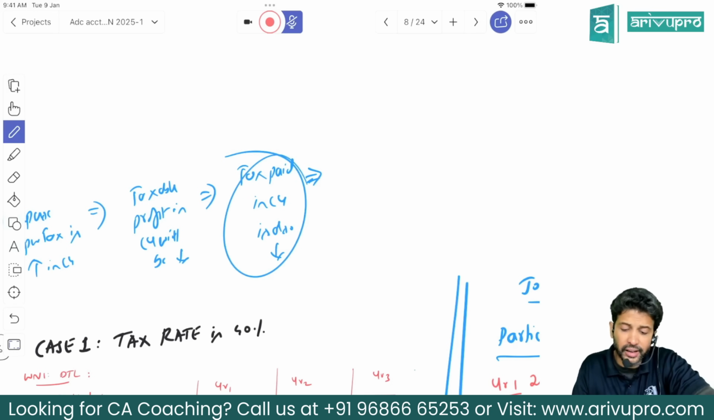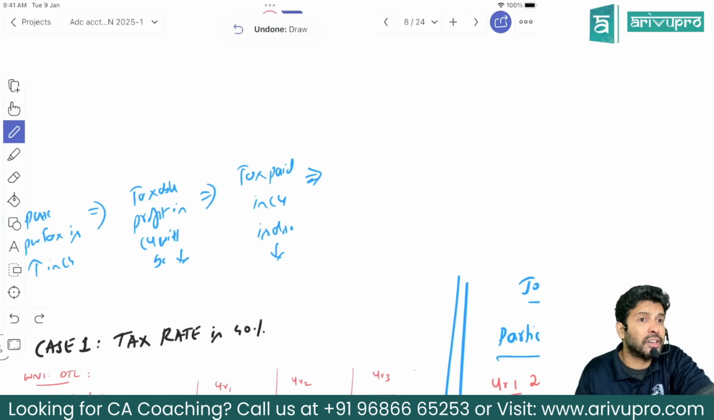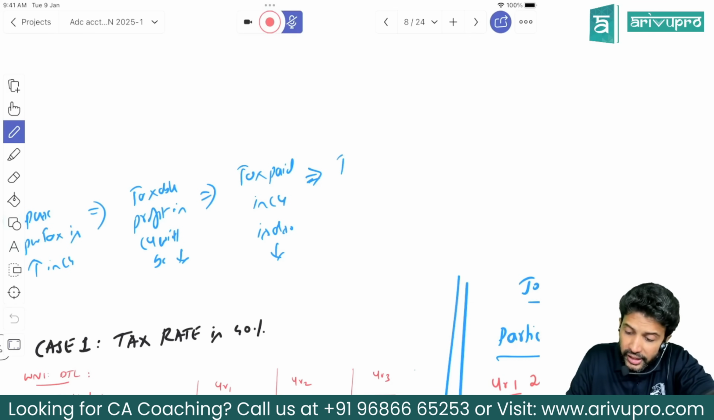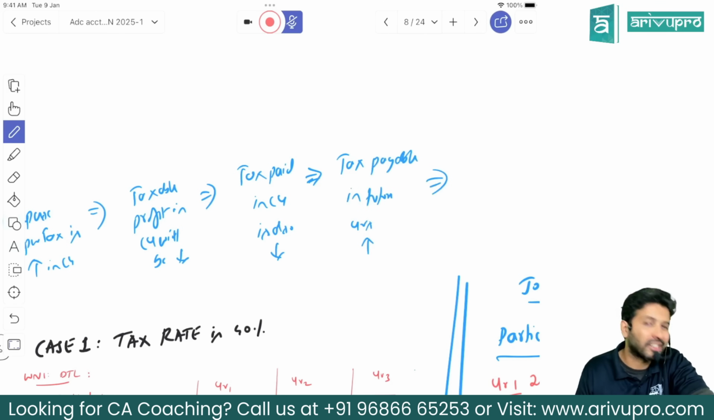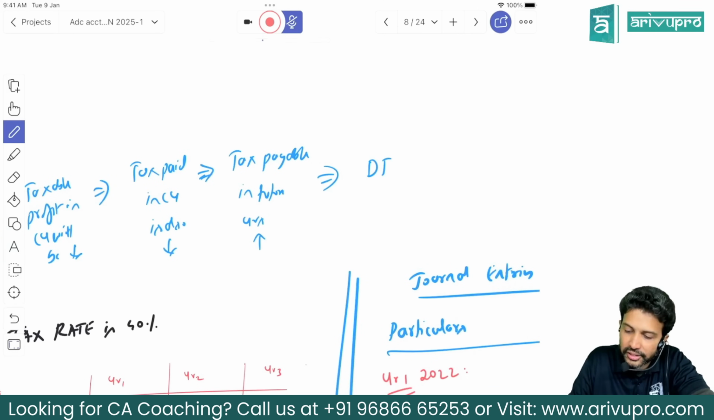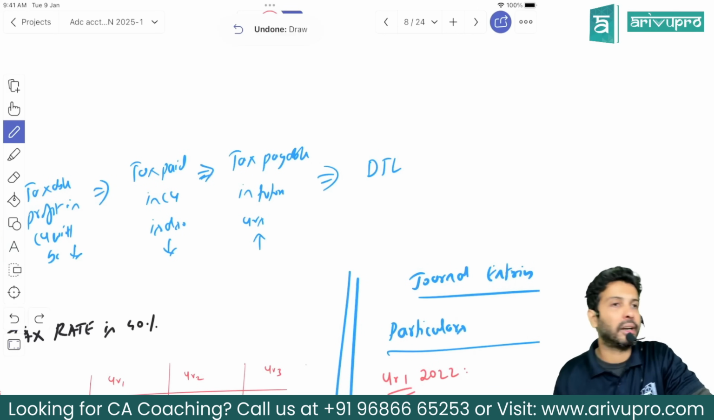In the current year you might have paid less tax, but in future, when this gets reversed, you may have to pay more tax. That's what we used to write. Tax payable in future years will be more. Sir, if you have to pay more tax in future, is it an asset or a liability? So what do we create in this case? Deferred tax liability. Comfortable now?